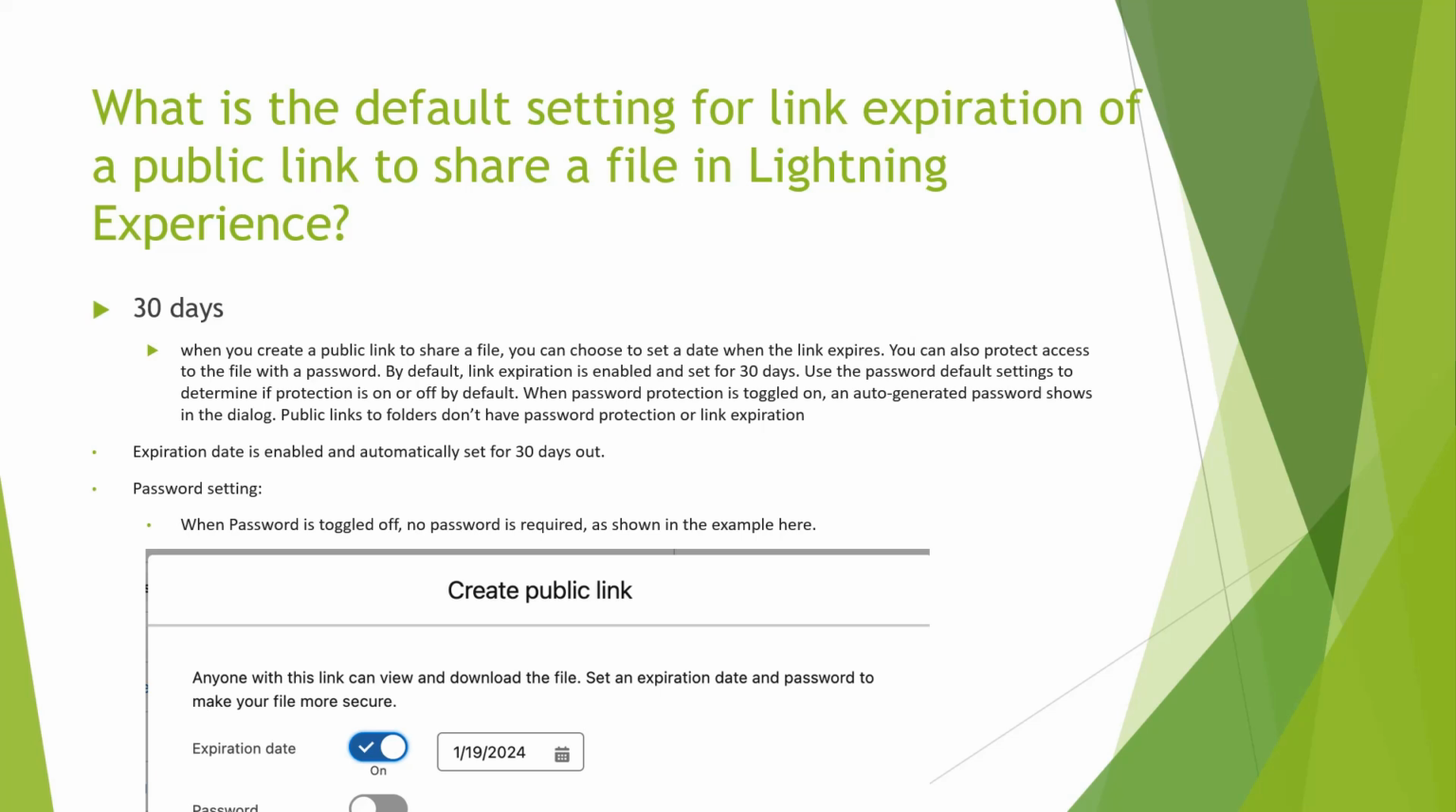What is the default setting for link expiration? 30 days, basically. That's how it works. When you create a public link to share a file, you can choose to set a date when the link expires. By default it is set to 30 days, but you can set the date according to your business need. You can even generate a password as well.